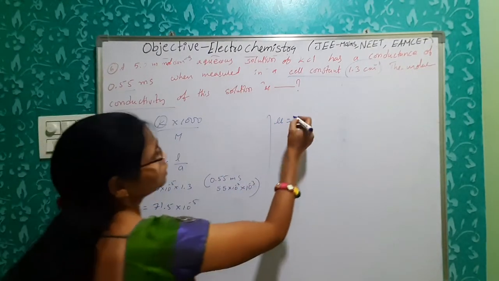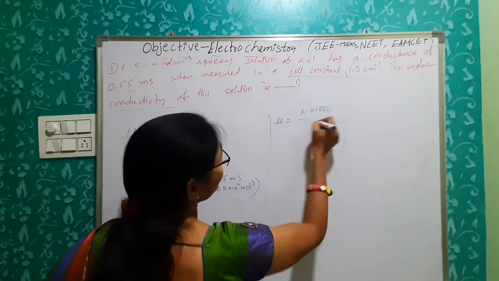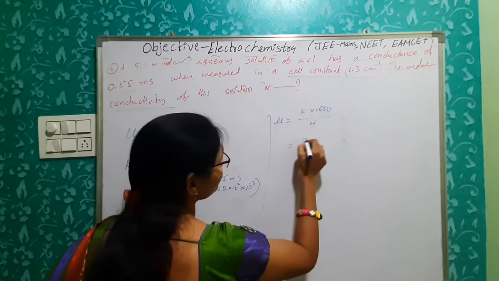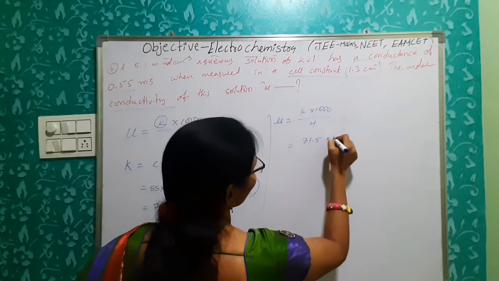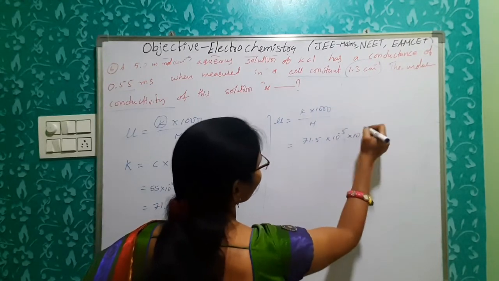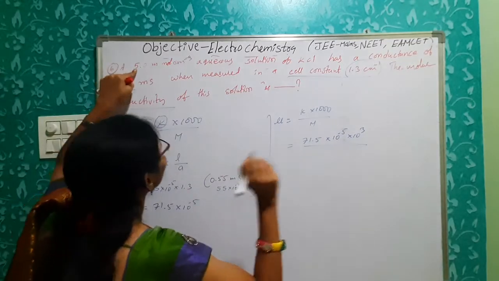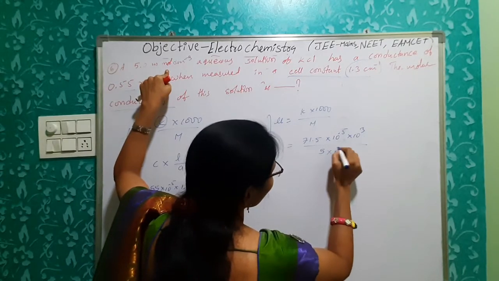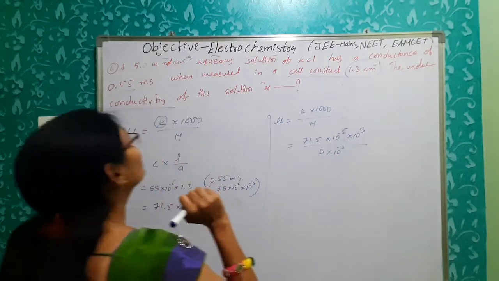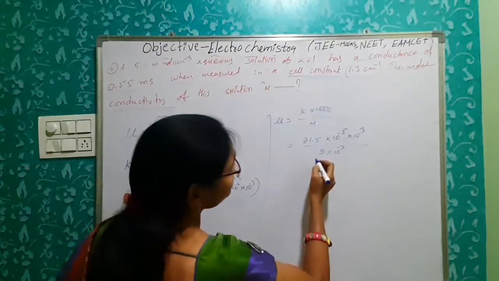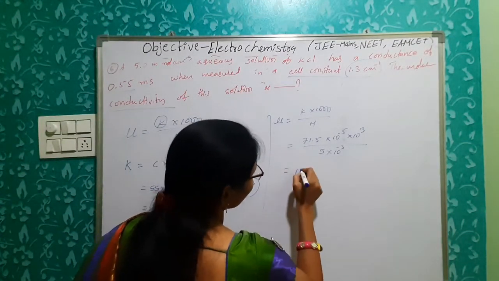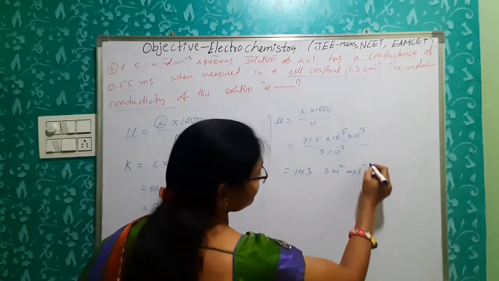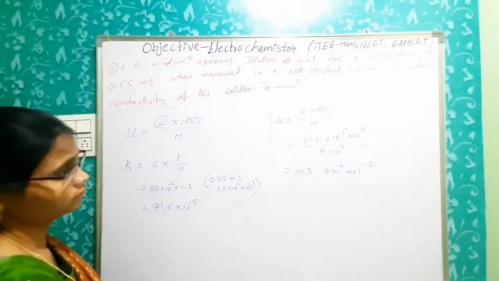Simply this K value is substituted here. Mu is equal to K into 1000 by molarity. K is calculated as 71.5 into 10 power minus 5, into 10 power 3, by molarity. Millimole means 5 into 10 power minus 3 moles per liter, meaning per decimeter cube. Okay. How much? Simply 143 Siemens meter square mole inverse. Okay. Clear?